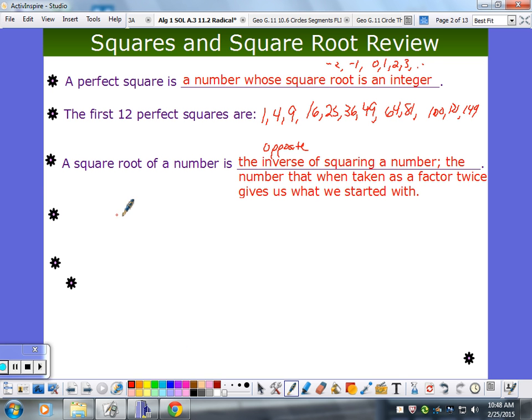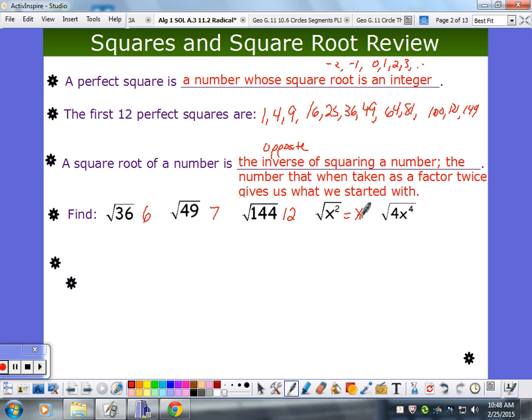Okay, awesome. While you're still writing and catching up, what is the square root of 36? 6. What's the square root of 49? 7. Square root of 144? 12. Square root of x squared? x. How'd you get that? Because when you have two of them multiplied by each other, it just equals that number. Yeah, remember it's the inverse of squaring a number.